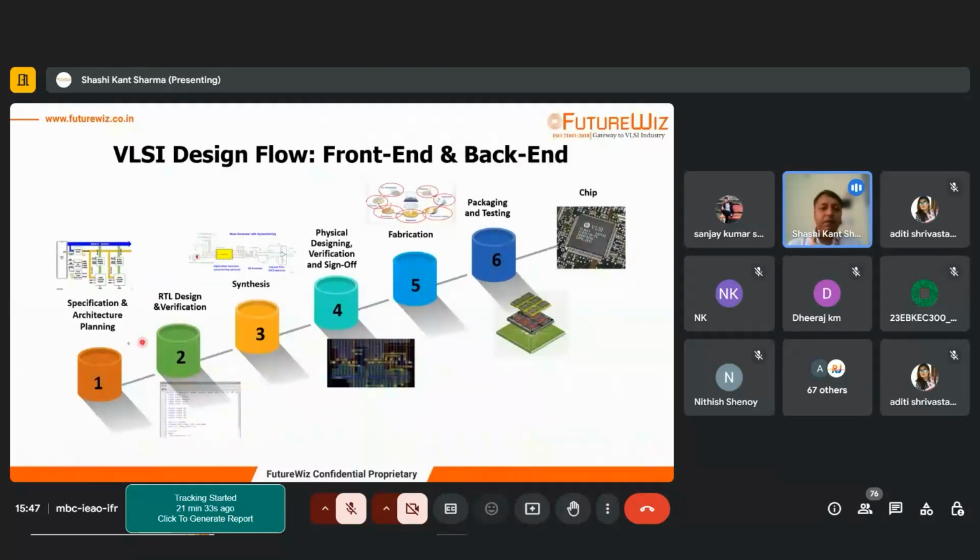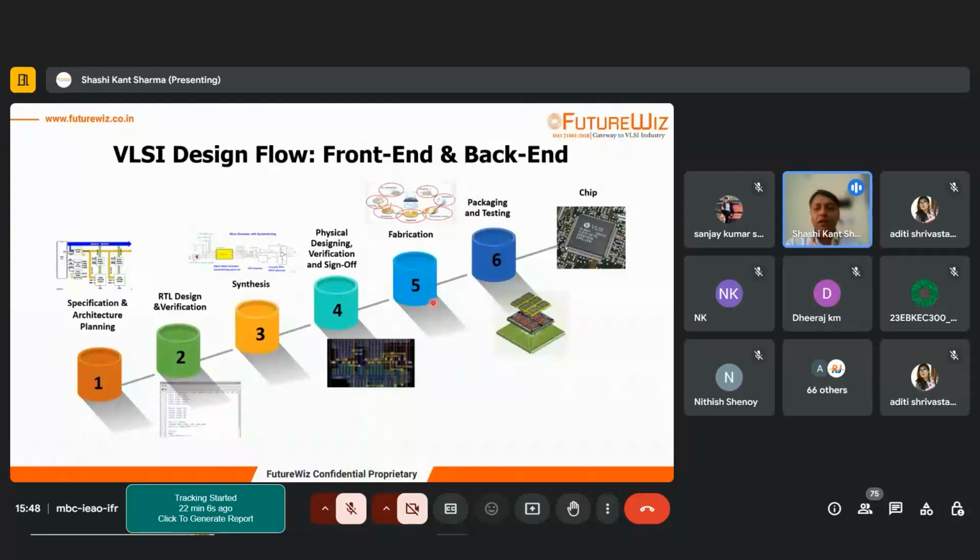The first step starts with the specification, then the customer requirement. Then we go for the RTL designing and verification. Basically, this comes under the front end, where we are writing the code in VHDL or Verilog, that is, hardware description languages. Parallelly, we see whether my design is verified, functionally correct, and has no bugs. Unless we don't have any bugs, we don't move further.